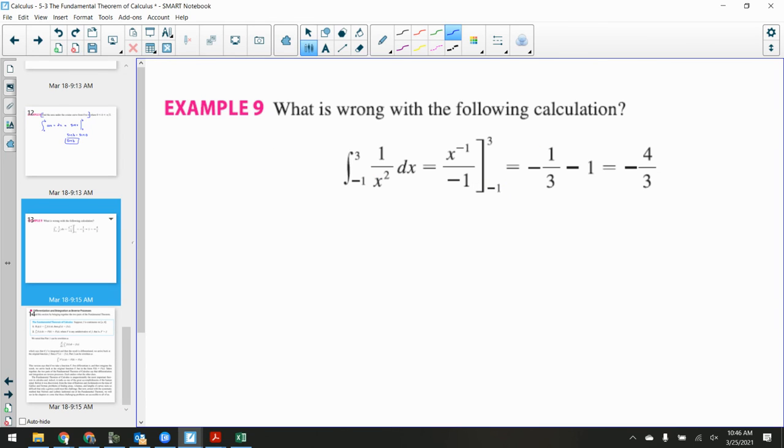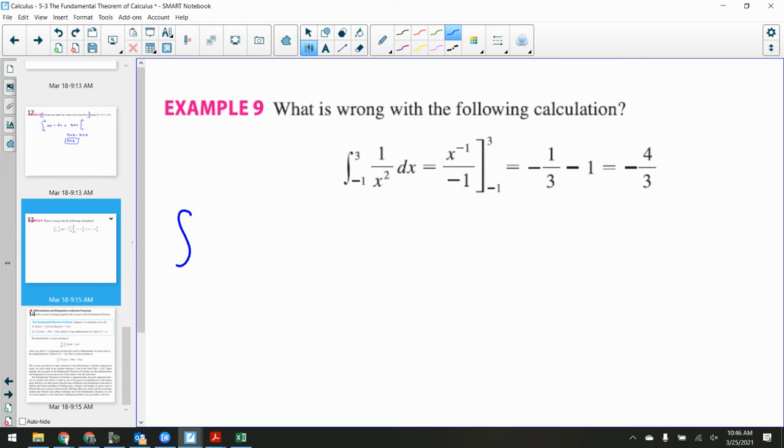Let's do one more like this. What is wrong with this calculation? Another reason why I wanted to put this problem up here is because you see the brackets here? That's the way the book is going to show our vertical line, okay? So what's wrong with those? First off, let's see if there's anything wrong with it. Let's take it step by step.